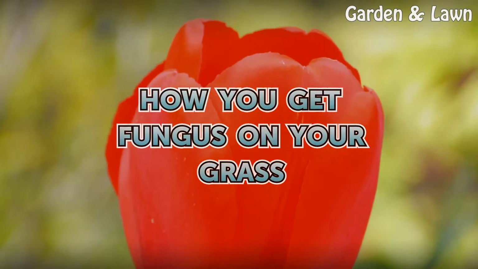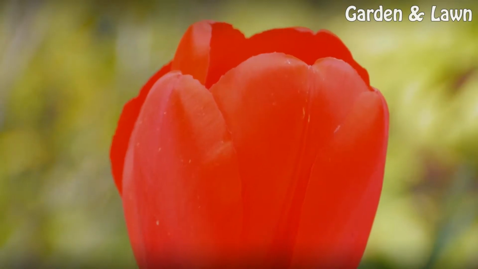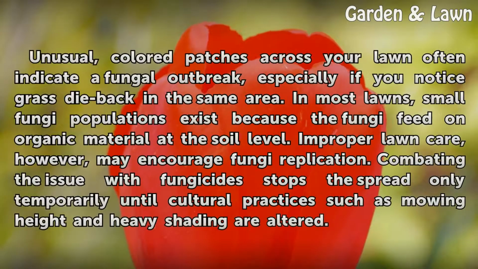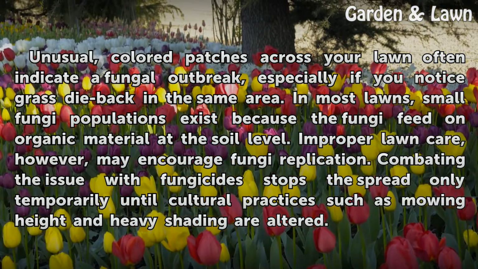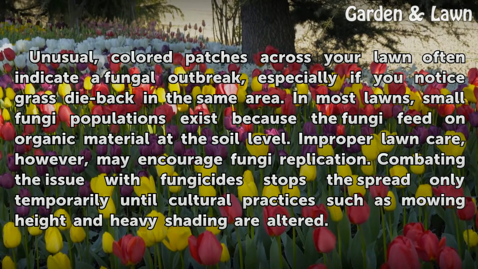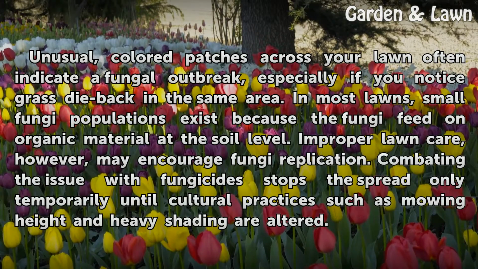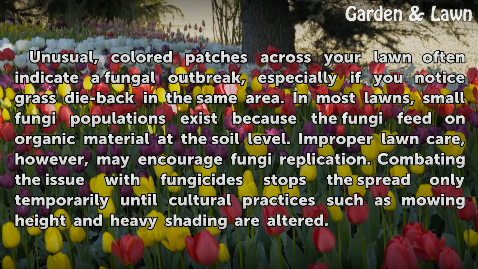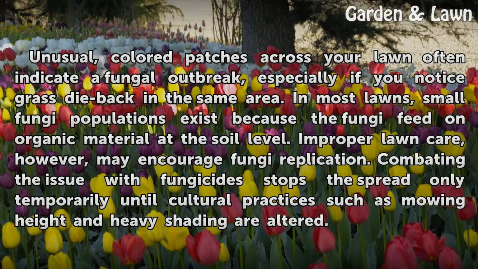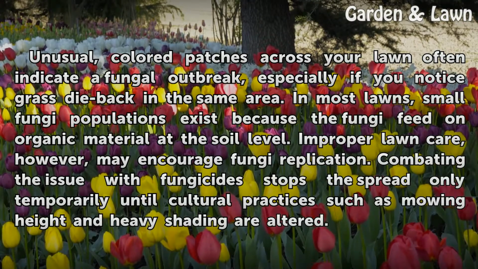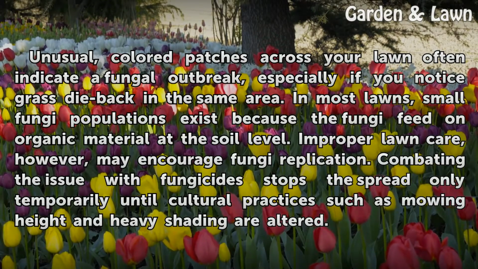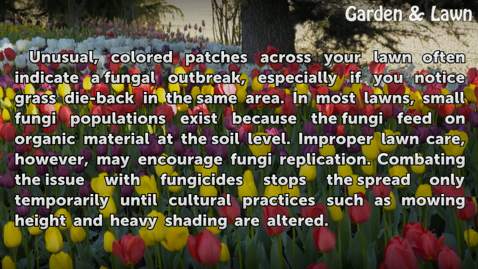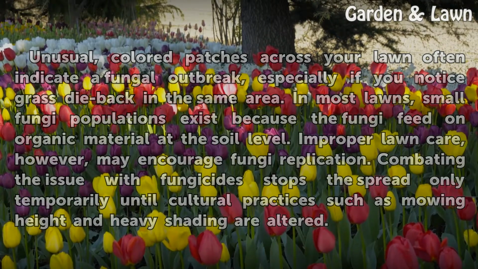How you get fungus on your grass. Unusual, colored patches across your lawn often indicate a fungal outbreak, especially if you notice grass die back in the same area. In most lawns, small fungi populations exist because the fungi feed on organic material at the soil level. Improper lawn care, however, may encourage fungi replication. Combating the issue with fungicides stops the spread only temporarily until cultural practices such as mowing height and heavy shading are altered.